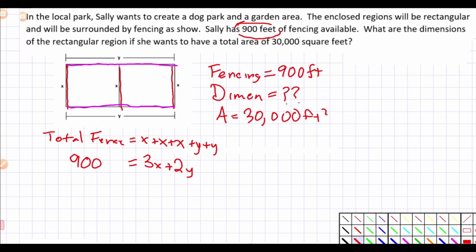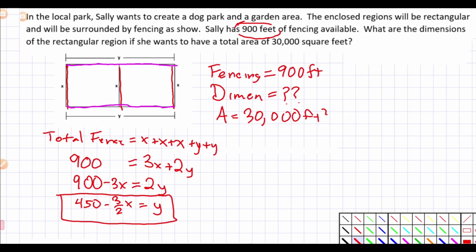And again, we're not going to want 2 variables, so let's solve for y so I can replace the y with x later on. So I'm going to subtract 3x on both sides, so this will now become 900 minus 3x. And then I'll divide all my terms here by 2. So then I'll get 450, because that's 900 divided by 2. And then I'm going to get a fraction, 3/2 x, and then I'll get y. So here is the relationship for my fencing here.